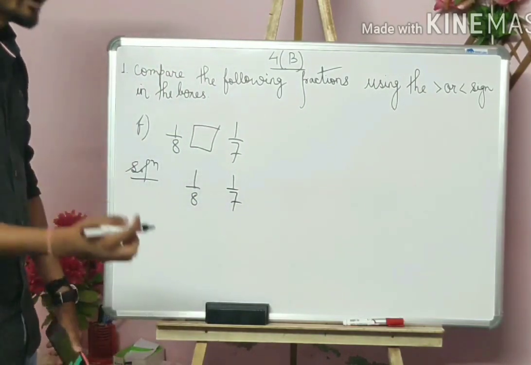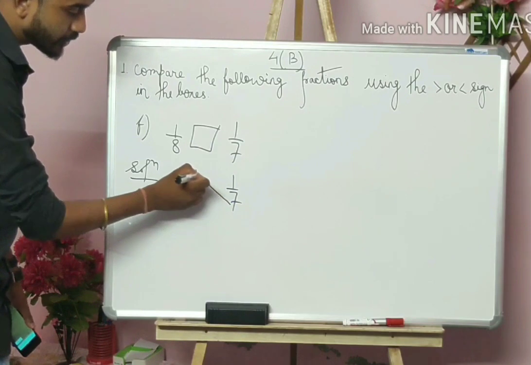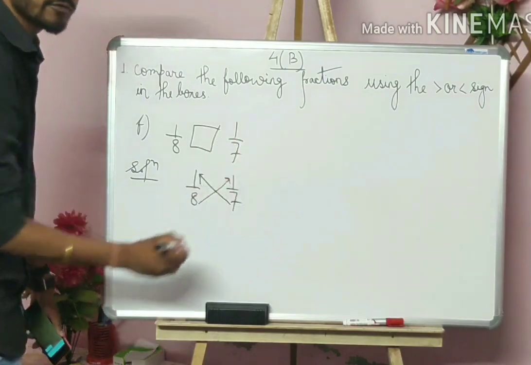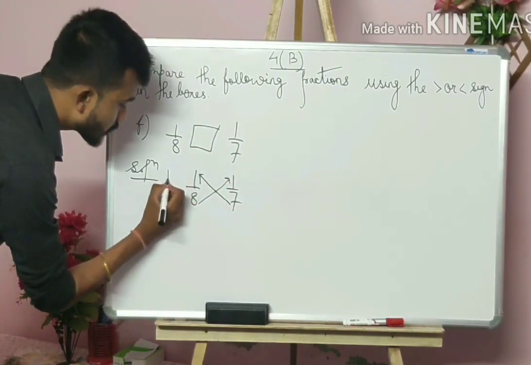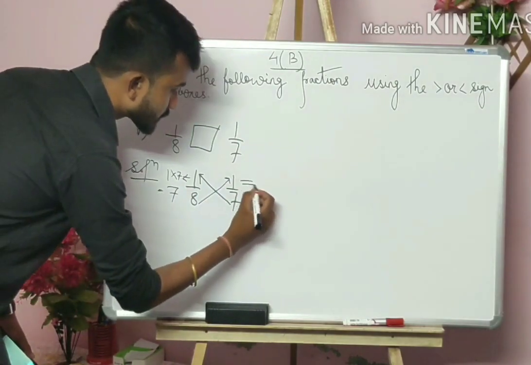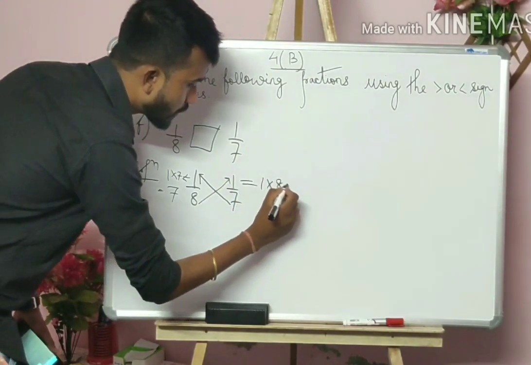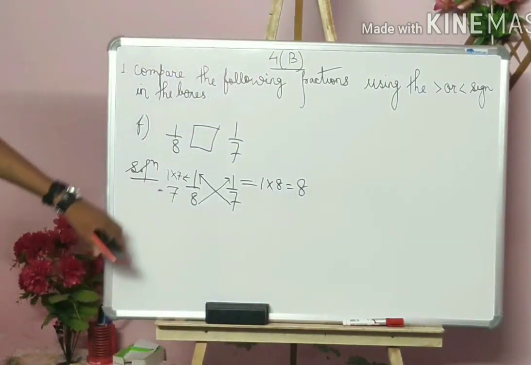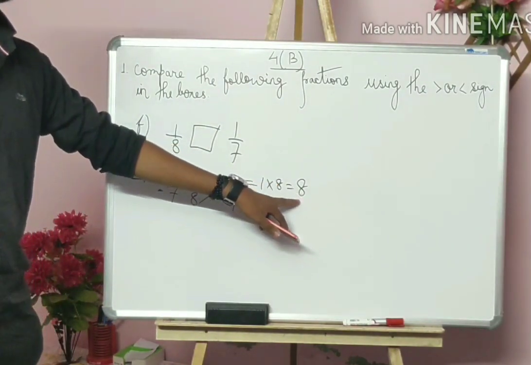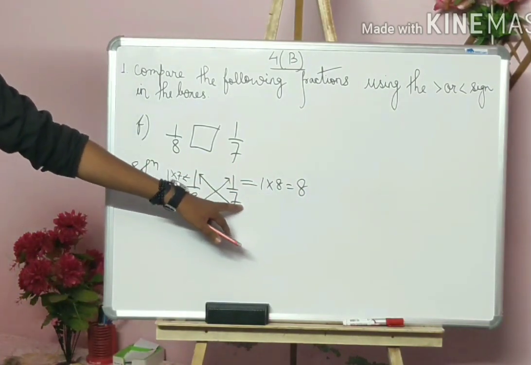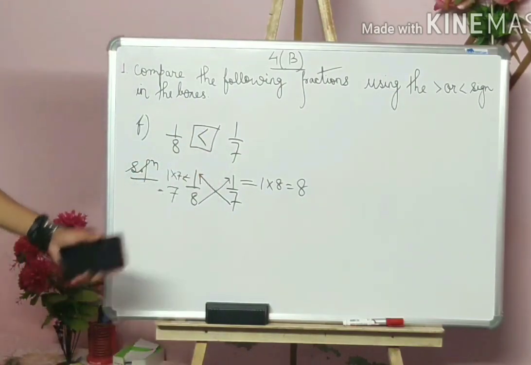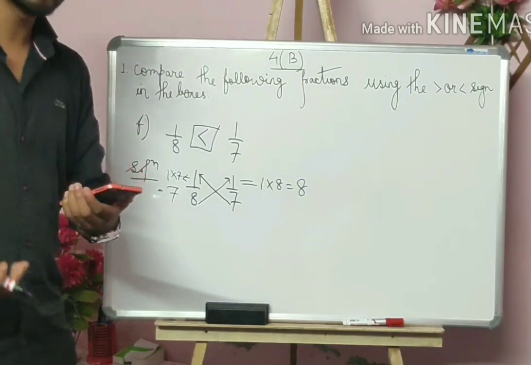The denominator of the second fraction will be multiplied by the numerator of the first fraction. Again, the denominator of the first fraction will be multiplied by the numerator of the second fraction. Here 1 into 7, 7 ones are 7. Now here 1 into 8, we get 8. Now compare simply which one is greater, 7 or 8? 8 is greater. So 8 came for which fraction? 1 by 7. That means 1 by 7 is greater than 1 by 8. Isn't it very simple? So note it down. After that we are going to do other questions.